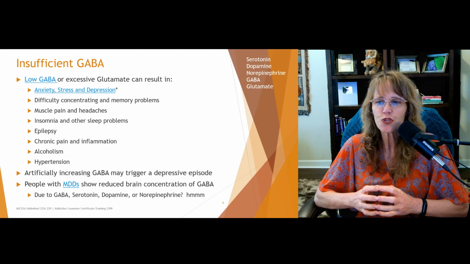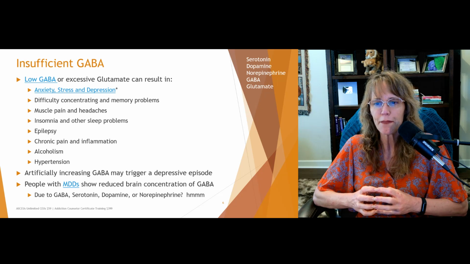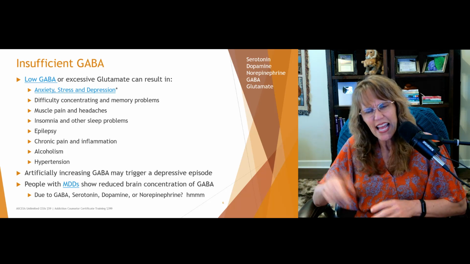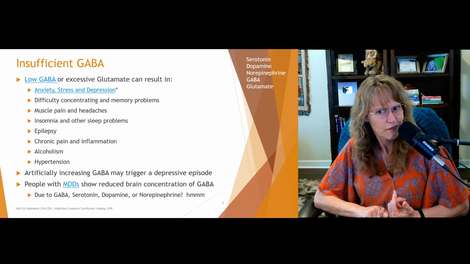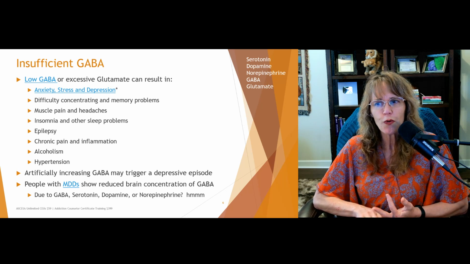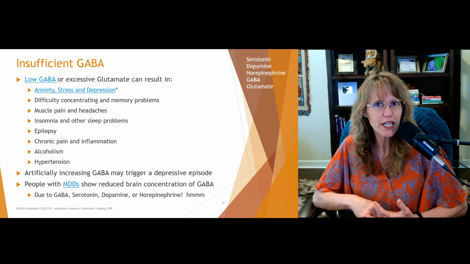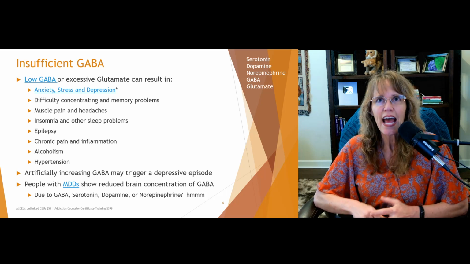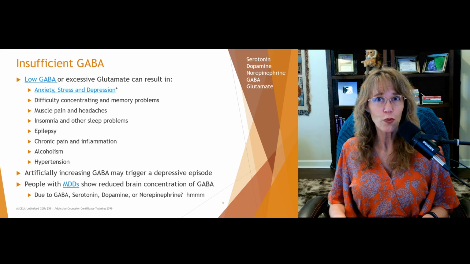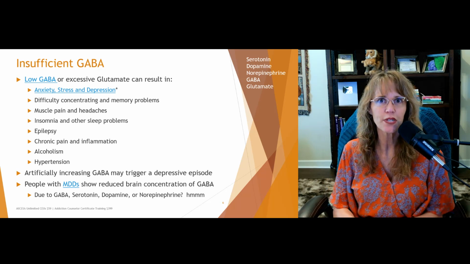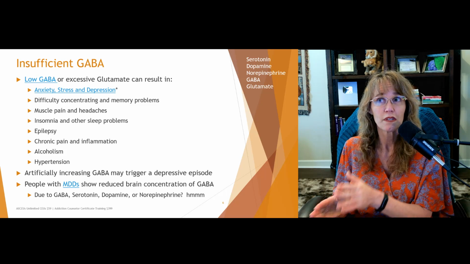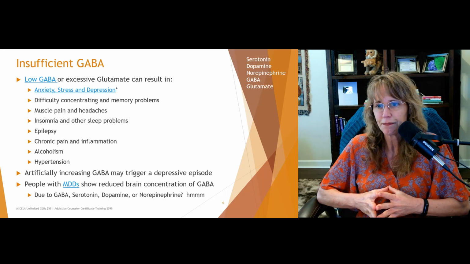People with major depressive disorder show reduced brain concentration of GABA. Okay. So why is that? If they have too little GABA and they have depression, it seems like that would mean too much GABA. So is it the GABA that's contributing to their depression? Probably not. When we have low serotonin, we have low GABA levels, which is why a lot of times serotonin is blamed for major depression. But it could be due to alterations in the GABAergic system.